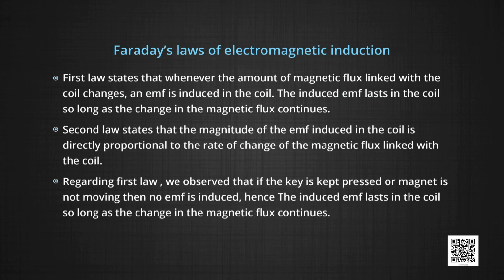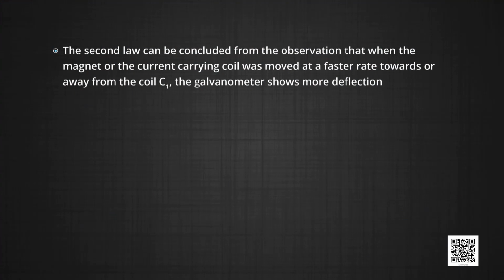Regarding first law, we observe that if the key is kept pressed or magnet is not moving, no EMF is induced. Hence, the induced EMF lasts in the coil so long as the change in the magnetic flux continues. If there is no change in the magnetic flux, then there will be no EMF that will be induced. The second law can be concluded from the observation that when the magnet or the current carrying coil was moved at a faster rate towards or away from the coil C1, the galvanometer shows deflection.